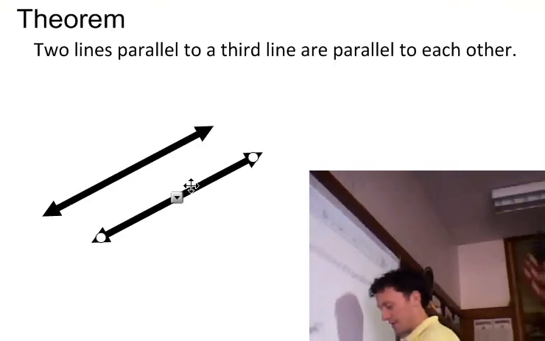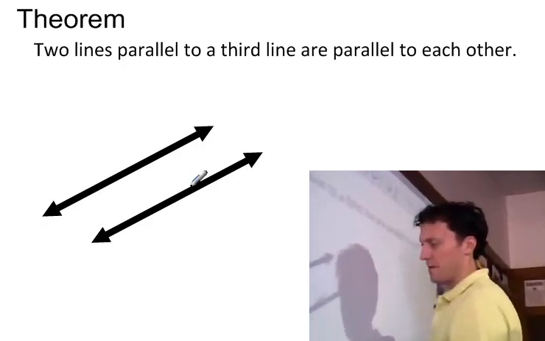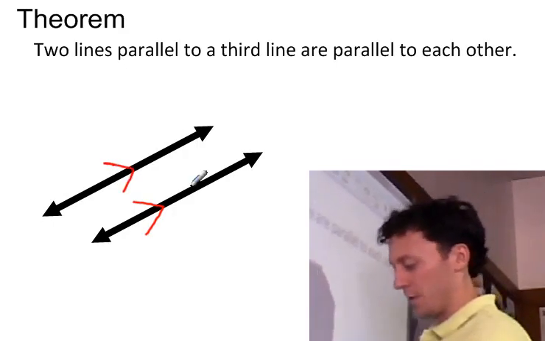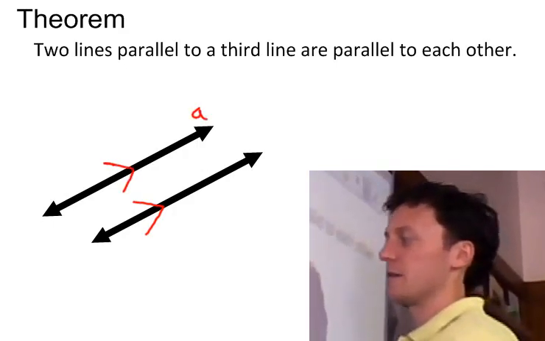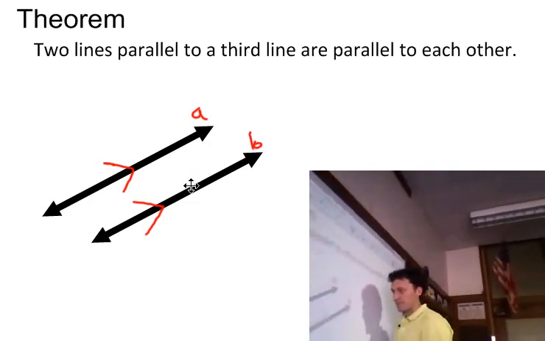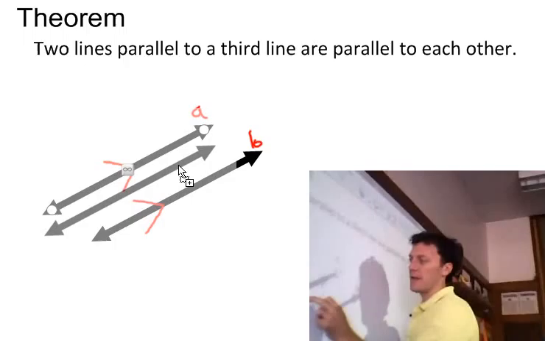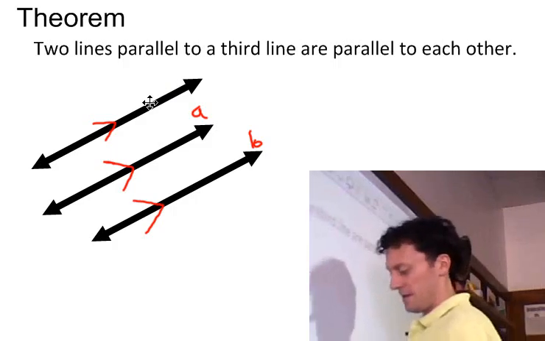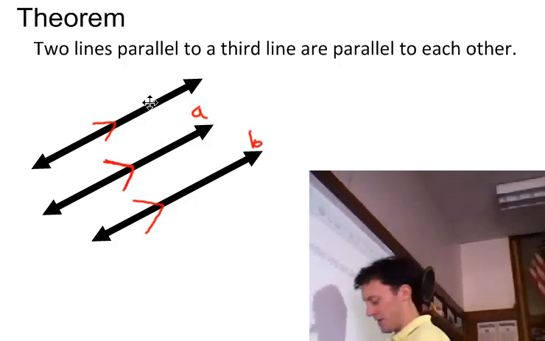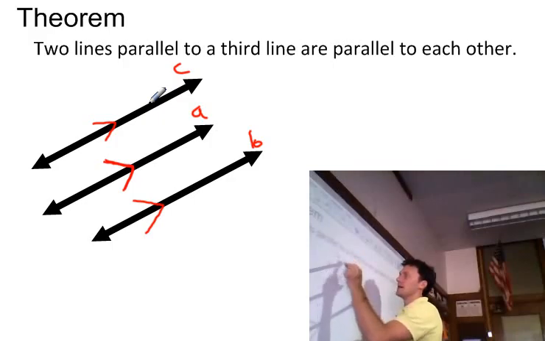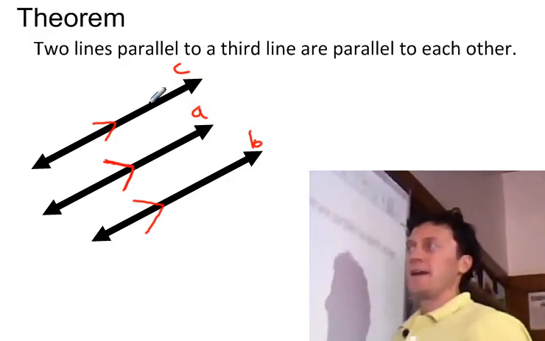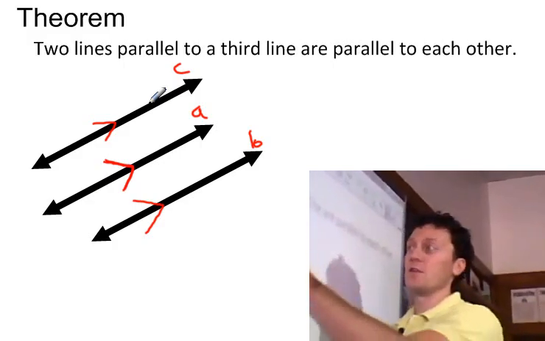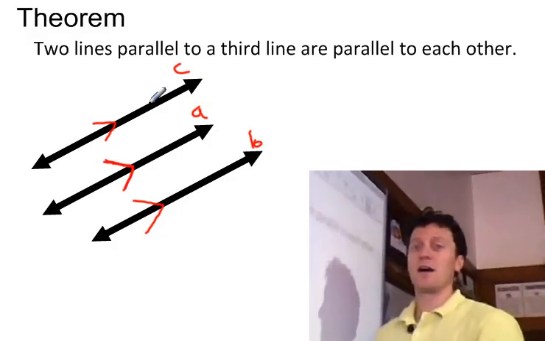So I know, because it's an exact duplicate, that this line is parallel to this line. Okay, so let's call this line A, let's call this line B. And now I'm going to pull off another exact replica. So I know that this line is parallel to line A. Let's call this line C. Line C is parallel to line A. So if line B is parallel to line A and line C is parallel to line A, then those two lines, C and B, are also parallel.